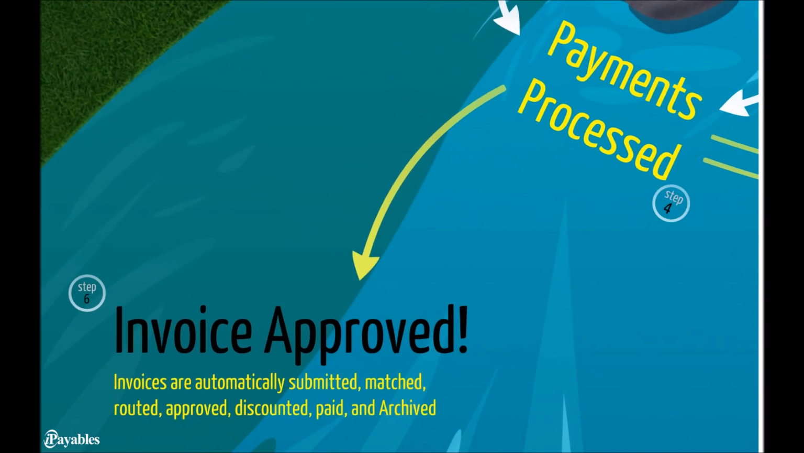And with that, we have approved invoices that have been submitted, matched, routed, approved, discounted, paid, and archived. All of that leads into really a profit center in your AP department rather than a cost center, because you're bringing in money, capturing discounts that the company otherwise would not have captured.